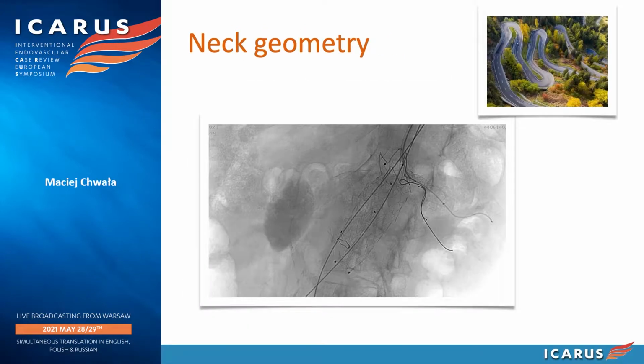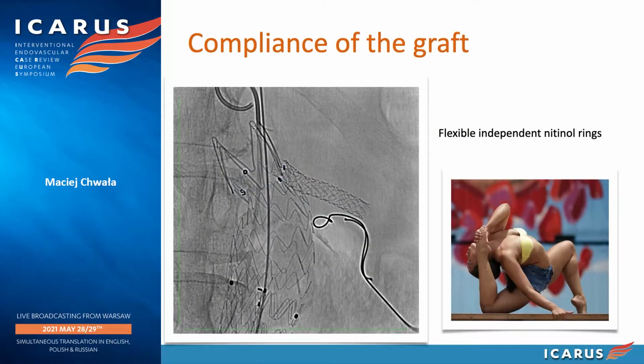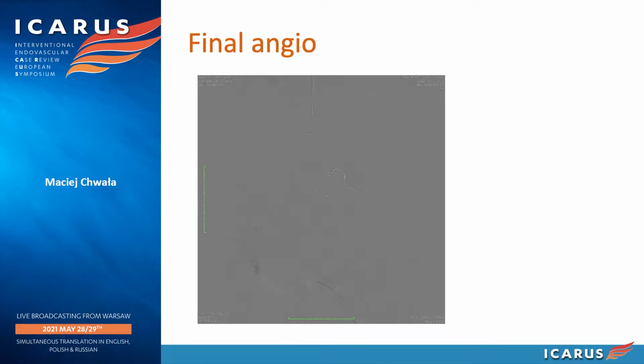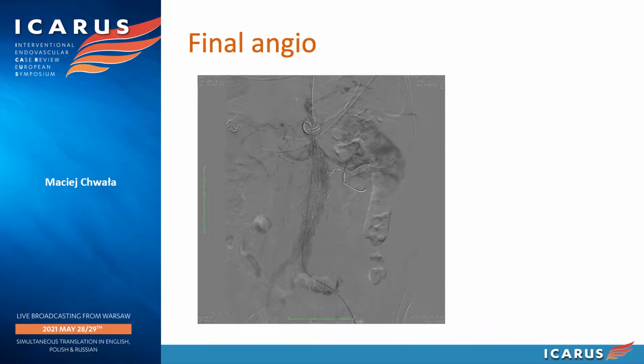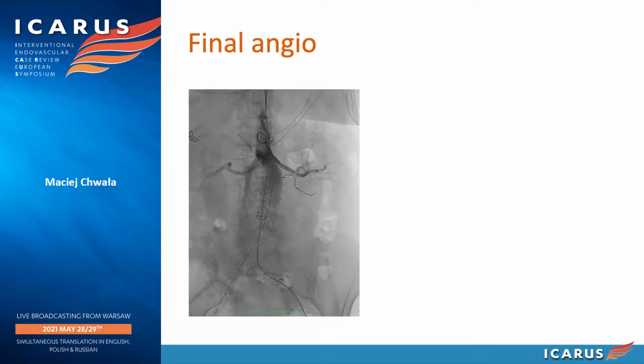As we can see, the anatomy is really tortuous at the neck of this aneurysm, but thanks to the structure of the Endurant, those relatively narrow rings that are numerous and dense align very well with the anatomy of the neck of the aneurysm, as well as the stent graft put into the renal artery. So we achieve good sealing, there is no endoleak, and all important vessels remain patent.